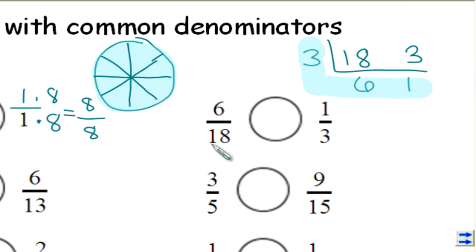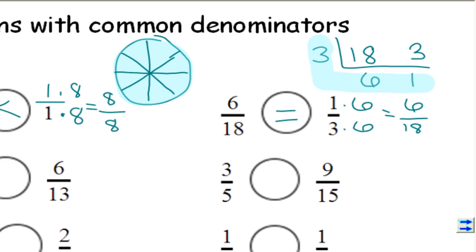Do I need to change this fraction? Do I need to change this one? Yes. 3 times what gives you 18? 6. We need to do times 6, times 6, and we get 6 over 18. So what symbol are we going to put in here? Equal.